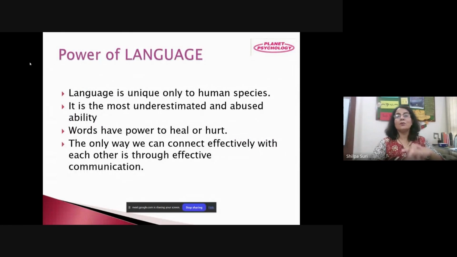Rest, anything that we are adding, anything that is getting released, even carbon dioxide, I mean, we need oxygen, right? So communication or language is a very powerful but highly underrated tool. Somebody who can harness the power of communication can make so much difference to others' lives and to your life as well. Today's session is about how to harness the power of communication for your advantage in profession and in your different relationships, right? Language is unique only to the human species, and it's the most underestimated and abused ability.